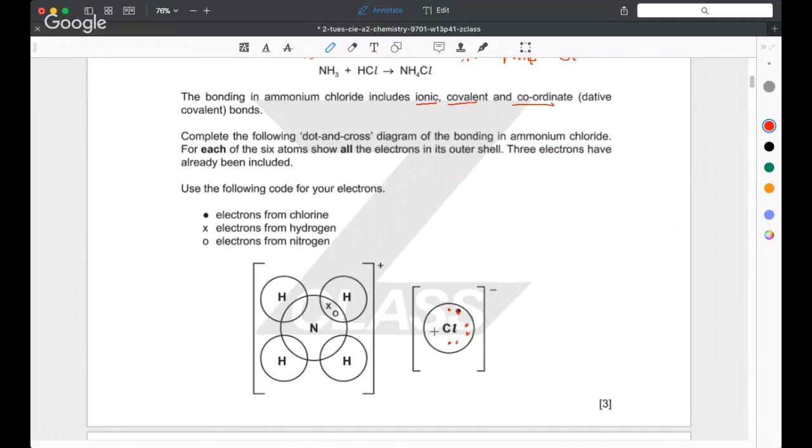1, 2, 3, 4, 5, 6. And then, if you remember, it's gained 1 electron that used to belong to the hydrogen, because the bond between the hydrogen and the chloride ion was broken, so that the hydrogen atom became a proton ready to donate to the base ammonia.